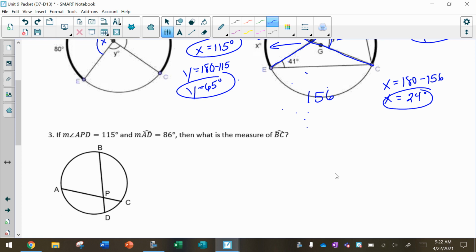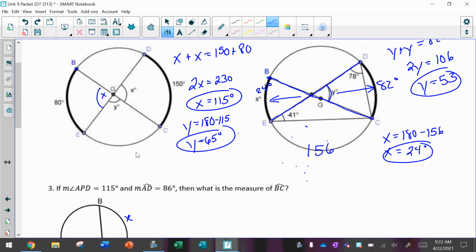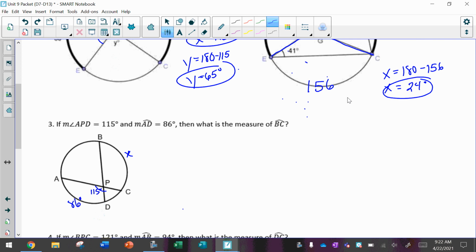Okay? If the measure of angle APD is 115, okay, and arc AD is 86, then what is the measure of arc BC? All right, so this time, instead of trying to figure out the angle inside of the circle like we did here and like we did here, we're trying to figure out the measure of the arc.